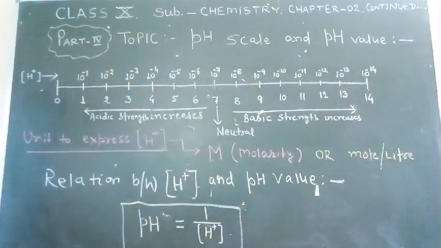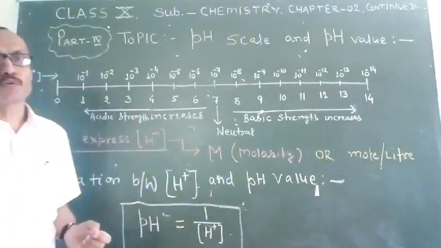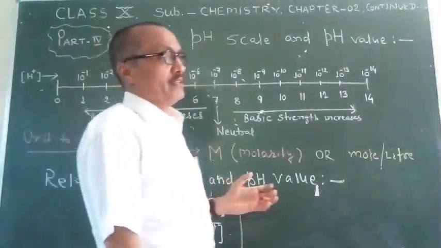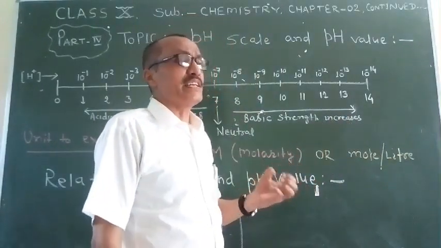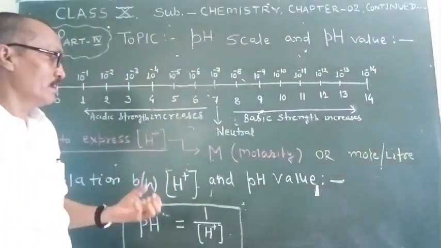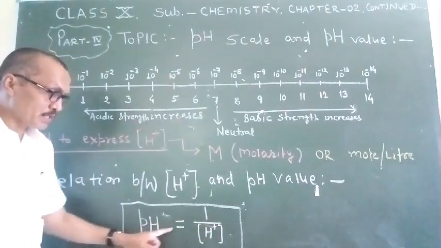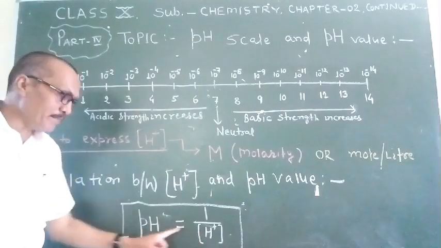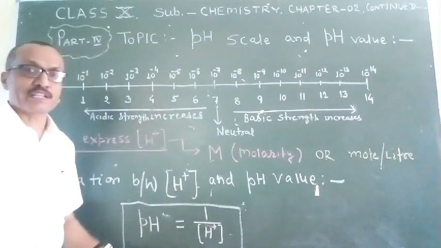Okay? Now students, let me say about the relation between pH value and hydrogen ion concentration of a solution. So keep in mind, relation between pH and hydrogen ion concentration is inversely proportional. Means there is an inverse relation between the pH and hydrogen ion concentration. Already I have shown here, you can see. Mathematically, pH equal to 1 by hydrogen ion concentration.